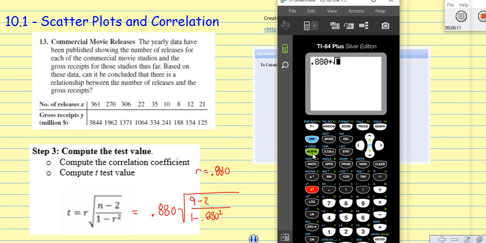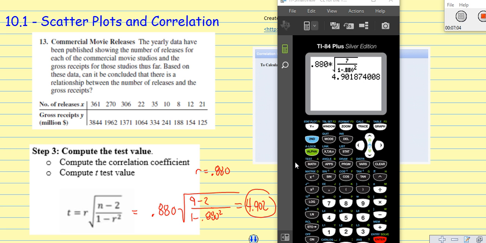Then to get your fraction bar on this graphing calculator, you hit alpha, then F1. You choose number 1, and you type in 9 minus 2, that's 7, so we can just simplify that for us. And then 1 minus 0.880, quantity squared. Okay? Press enter, and we find out that our test value is 4.902.